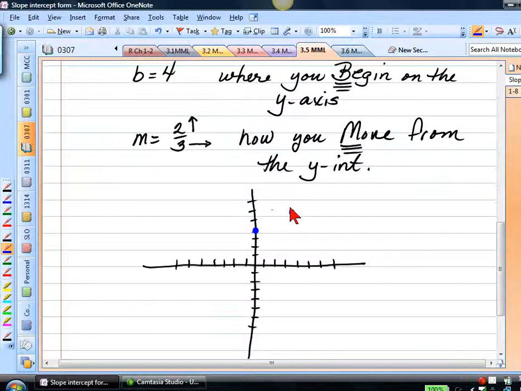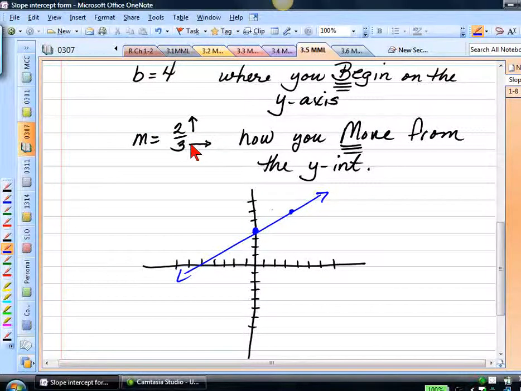Then I would grab a straight edge from somewhere. You can't see me with my straight edge, but there's my line. I'm still getting 2 points, but one of the points is the y-intercept. The other one is created by following my moving instructions.